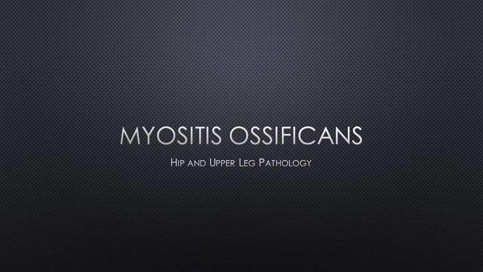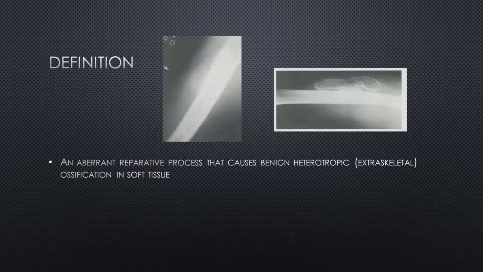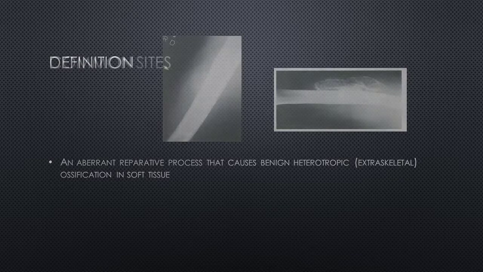Myositis ossificans is an aberrant reparative process that causes benign heterotopic ossification in soft tissue. Heterotopic simply means that it's extraskeletal in nature. Basically, you're getting bone deposition within muscle tissue.